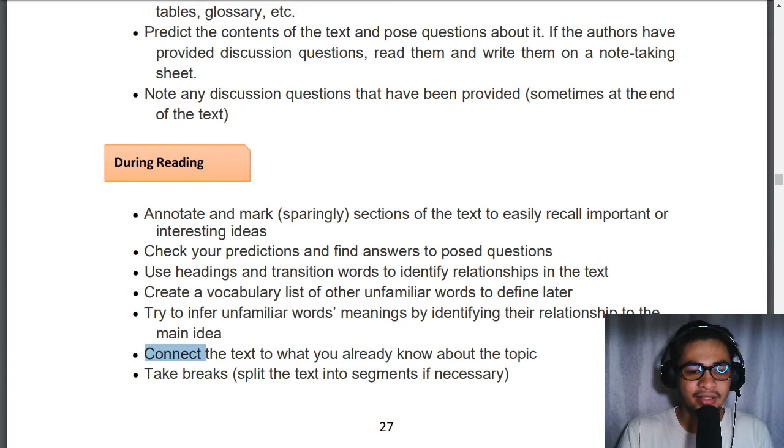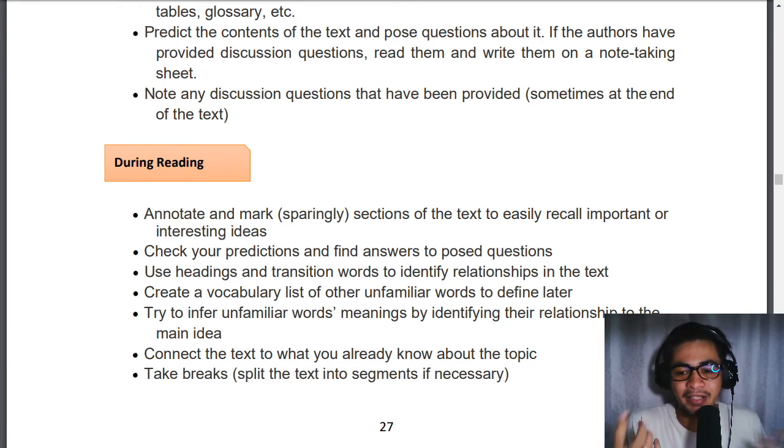Next is connect the text to what you have already know about the topic. So kung na naka-background knowledge, i-relate. Try to relate the text that you are reading sa imong previous knowledge. If ever you have. Take breaks. Split the text into segments if necessary. Ayaw split tagbasa. Chunk it down by segments para mas comfortable sa imong pagbasa. Maka-take ka og break para dili ma-pressure ang imong head. So, chunk it down as much as possible.